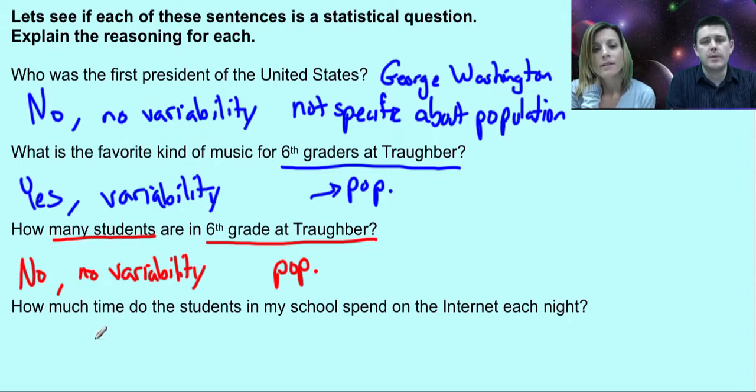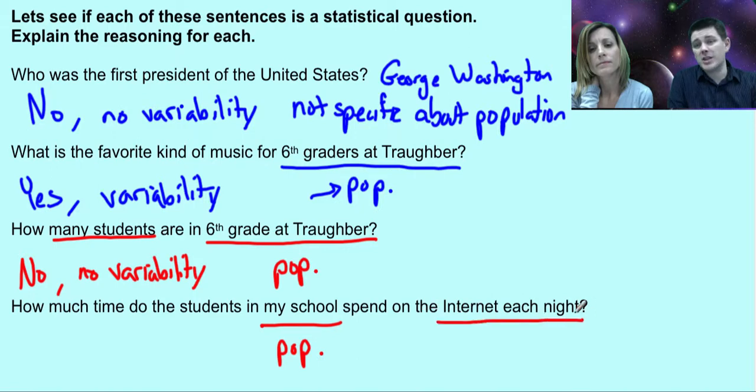Next one: how much time do the students in my school spend on the internet each night? So we're specific about my school, so we know there's a population. Whoever is asking the question, we know what school they're referring to. I know there's going to be some students who don't spend any time on the internet, and some students who spend all of their time on the internet. So we know there's going to be a lot of variety, or variability.